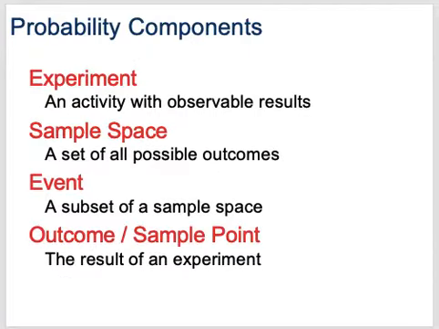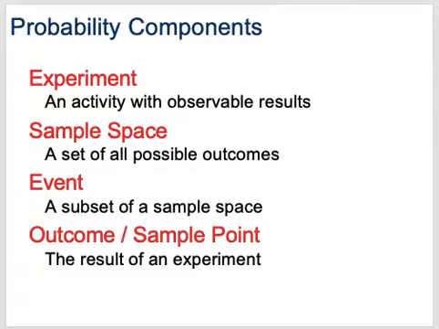Okay, so we have probability components: an experiment, the sample space, the event, and the outcome. The experiment is the activity with observable results. This is where you're going to do it today. You're going to roll a dice. You're going to flip a coin. And that's actually doing, and you're going to get that data. Your sample space is the set of all possible outcomes. A coin has 2 outcomes, heads or tails. A dice has 6 outcomes, 1, 2, 3, 4, 5, or 6. A deck of cards has 52 possible outcomes.